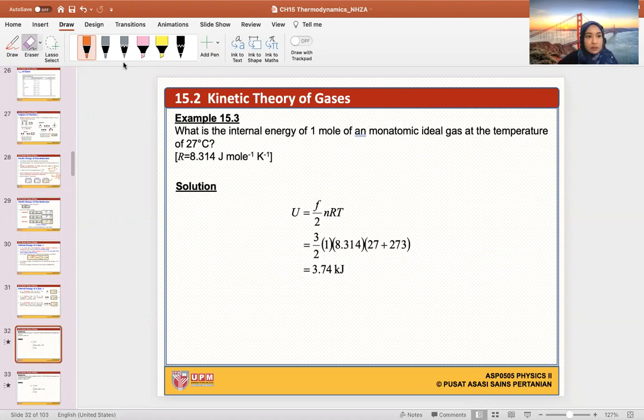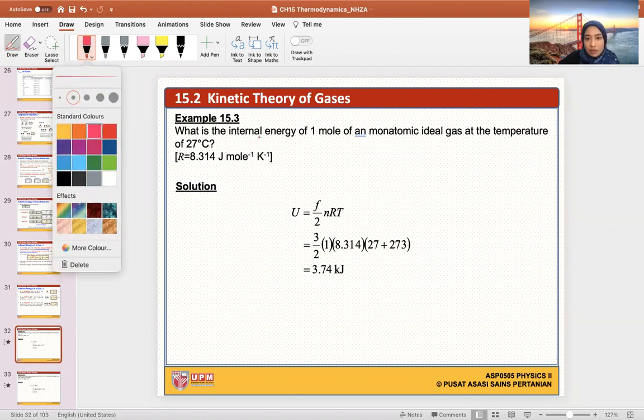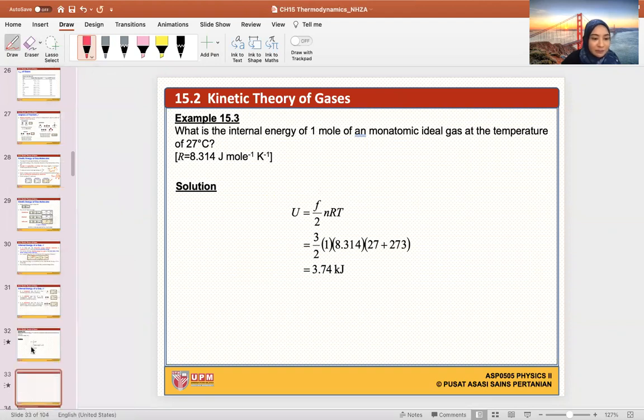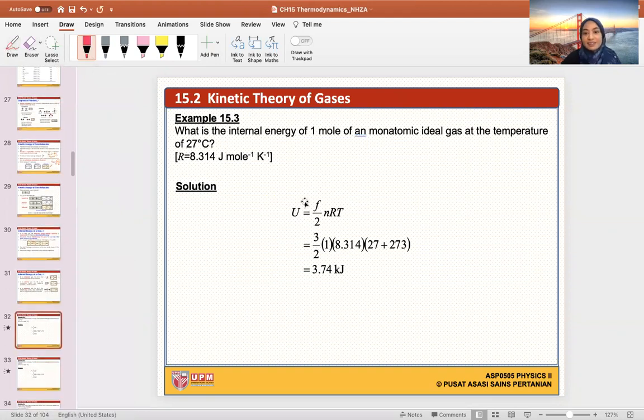Okay, let's do an example. What is the internal energy? What's wrong with me today? Duplicate slide. I have the solution here.